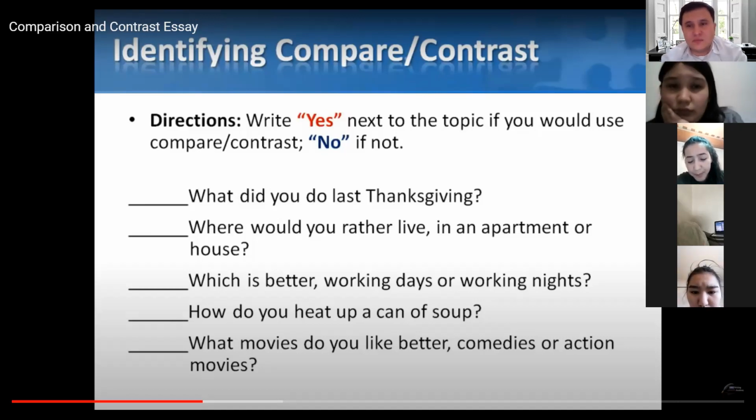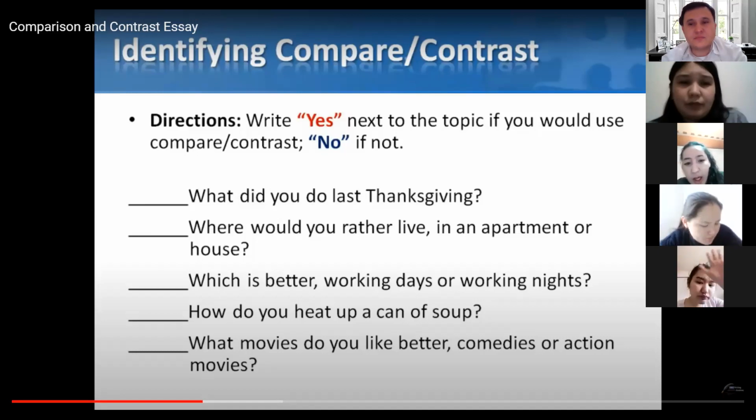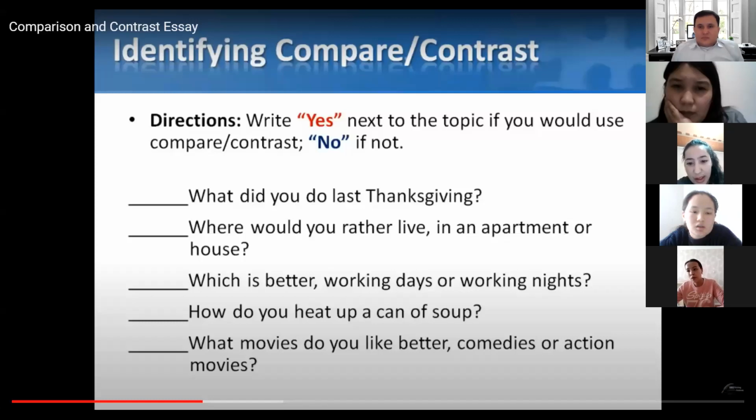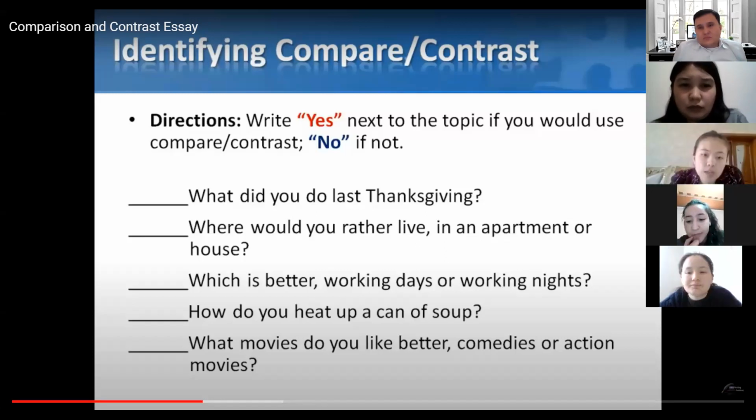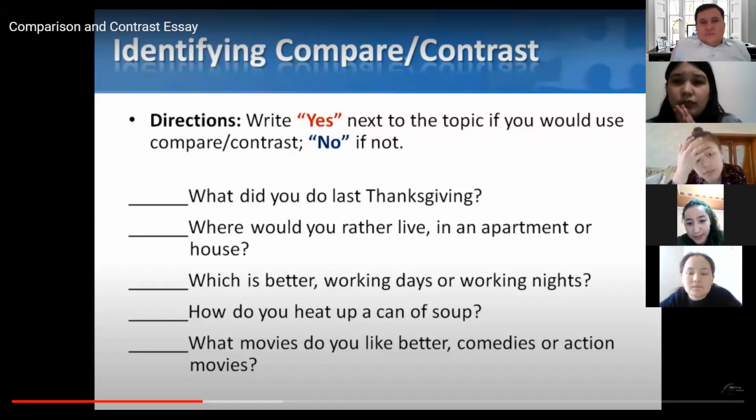May I? Second. Okay. Where would you rather live, in an apartment or house? In my opinion, this sentence includes contrast, because apartment and house, this is not similar, this is a contrast. It includes contrast, apartment and house. It's the differences between an apartment and a house. Yes, differences. That is why contrast.